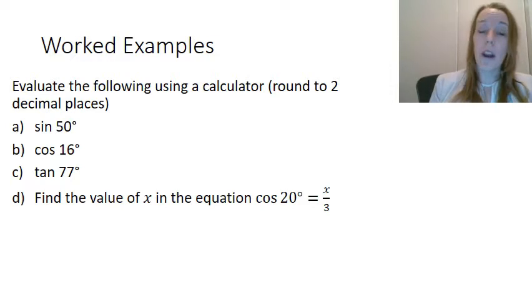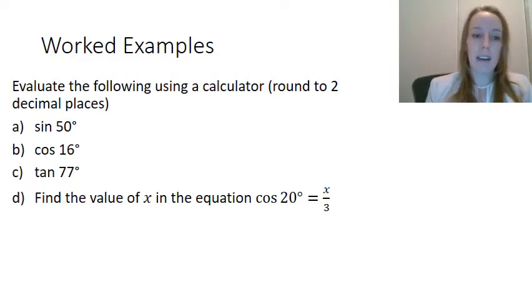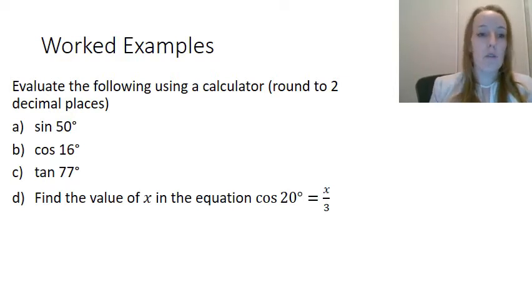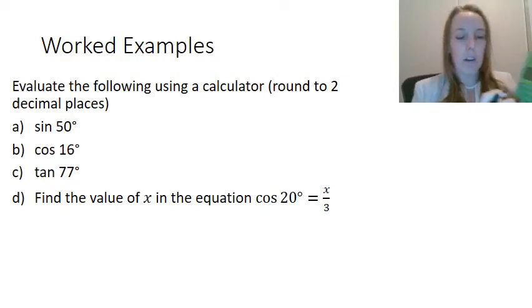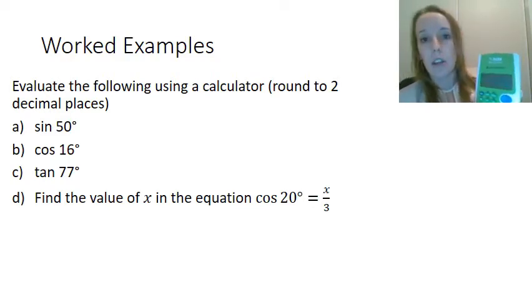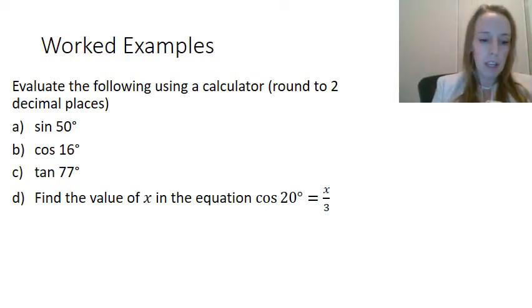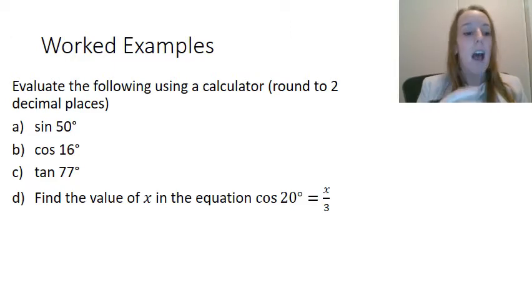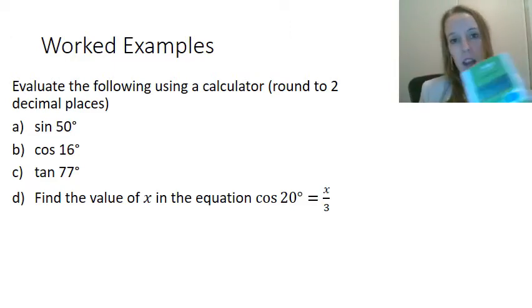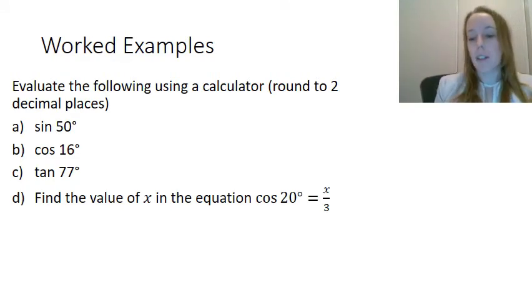Okay, so we've got some worked examples here. I have to evaluate the following using a calculator, rounding to 2 decimal places. So the first one is sine 50. You find the sine button on your calculator, which is this one here. You go sine 50, close bracket, press enter. You'll get a very long decimal number there. I don't know if you can read that through my camera, maybe. And we're going to round that to 2 decimal places.